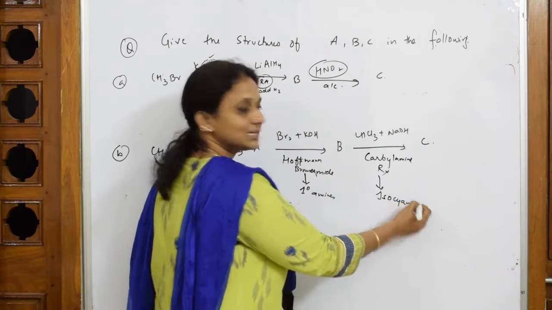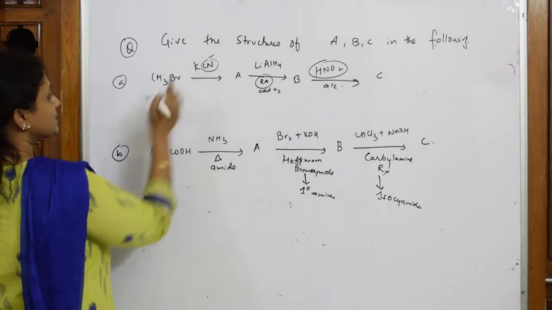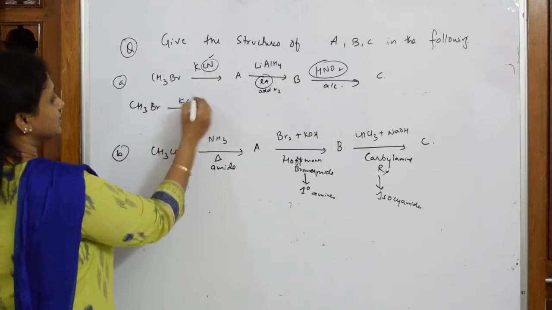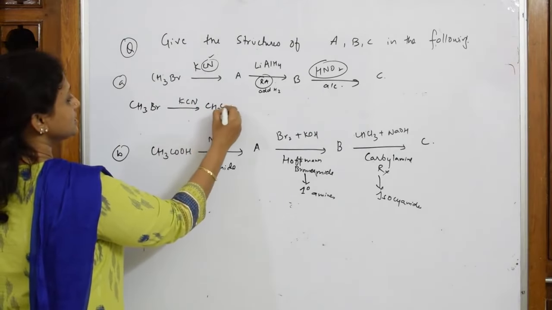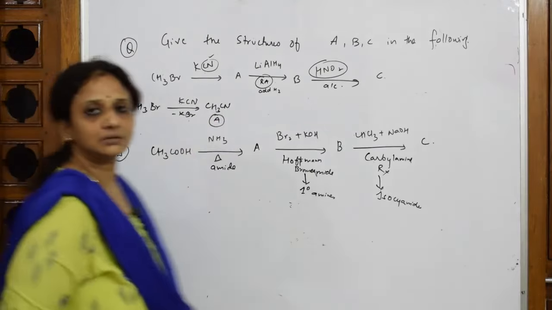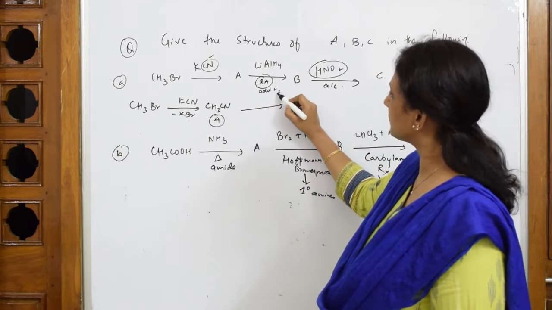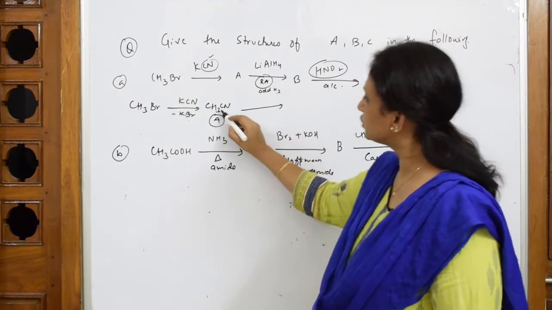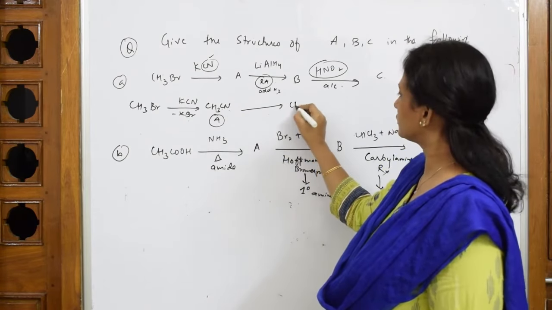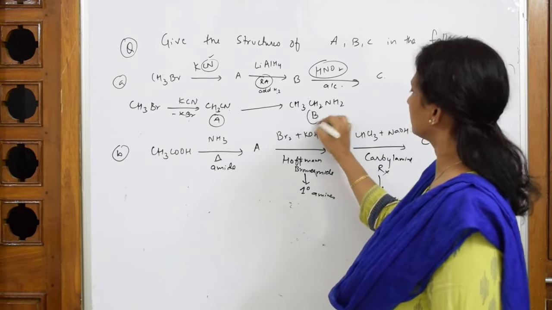So with this data I'll start writing. Now CH3Br is going to supply CN. So take this alkyl bromide, and with KCN, yes, you get CH3CN and minus KBr. This is your A. Done. To this compound, I am going to use reducing agents which will supply hydrogen. How many hydrogens? 2 will add here, 2 will add here. Correct? So CH3CH2NH2. This is your compound B.